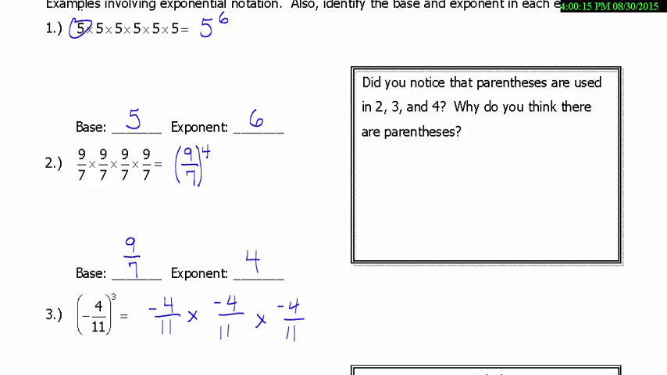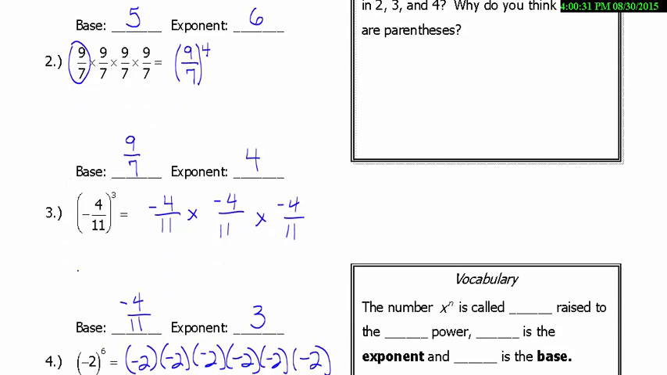Number 2 is a little more tricky because we have an actual fraction right here, 9/7, and we needed to make sure that we used parentheses to show that the whole fraction was raised to the 4th power. In number 3, the same thing applies. It's a fraction, -4/11. Now in number 4, something tricky happens.